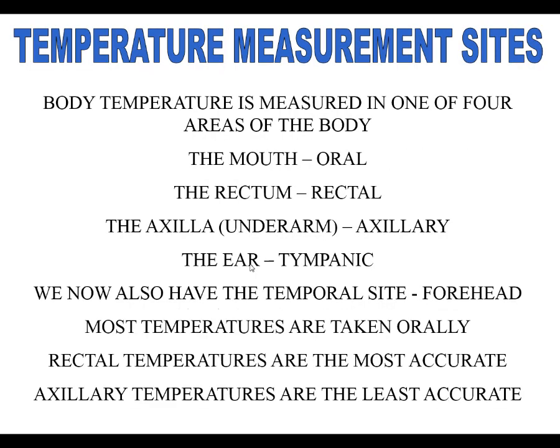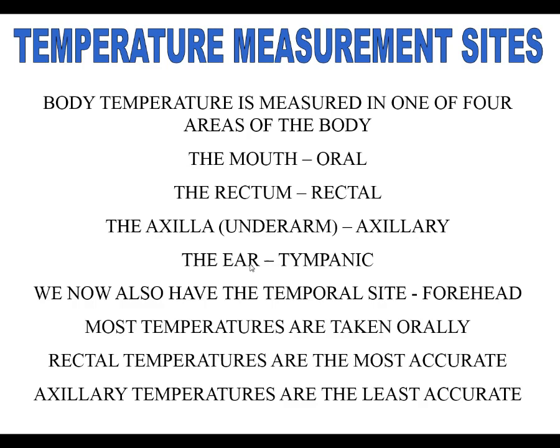Temperature measurement sites. So we can measure the body temperature in 4 areas. We can do it orally, which is in the mouth, rectally in the rectum, axillary, which is under the arm, or tympanic in the ear. Most of you probably have tympanic. When you go to the doctor, they do a tympanic temperature. They check it in your ear. Rectally, we only usually do that if an infant's temperature is above 102 through the ear, or we can't check it in the ear. Oral temperatures, we check a whole lot at home, and inside the hospital, we do them orally a lot.